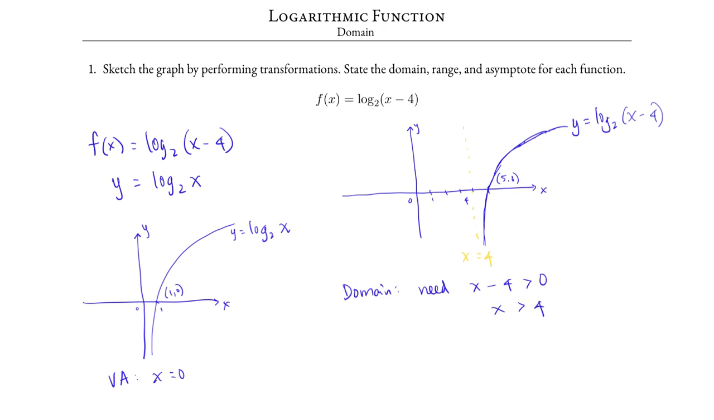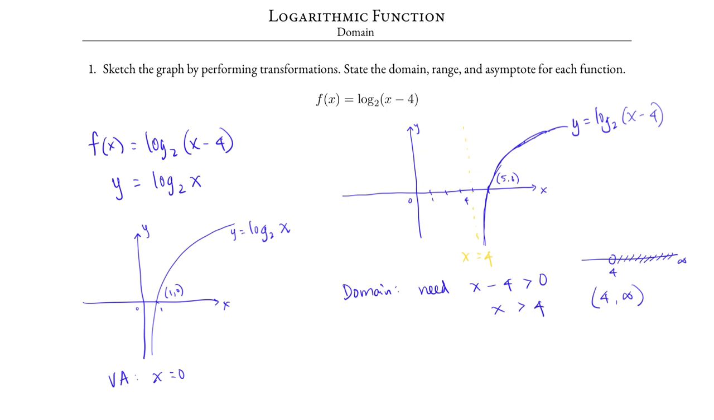And so the domain of this function is the set of all real numbers that is strictly greater than 4. In interval notation, this is open parenthesis 4, infinity, because we need to take every number on the right hand side of 4, but not including 4.